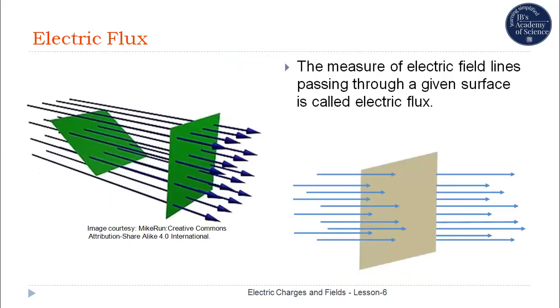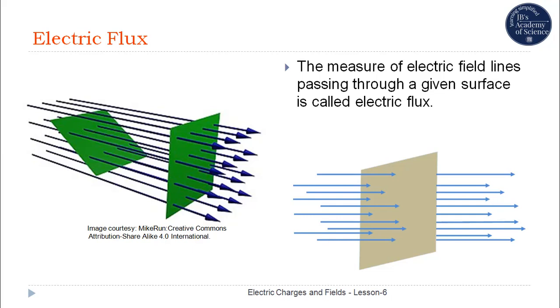Now, electric flux. If we have an electric field, if we place an area inside the electric field, we know that electric field lines in this electric field will pass through this area. That is, they penetrate this area. This measure of the electric field lines passing through a given area in an electric field is called electric flux.